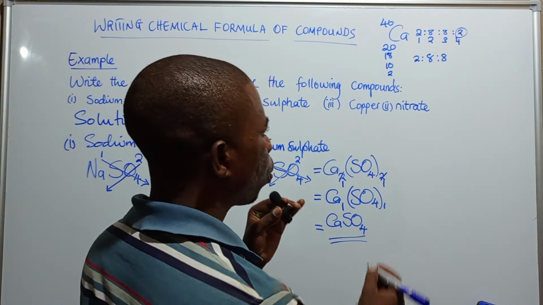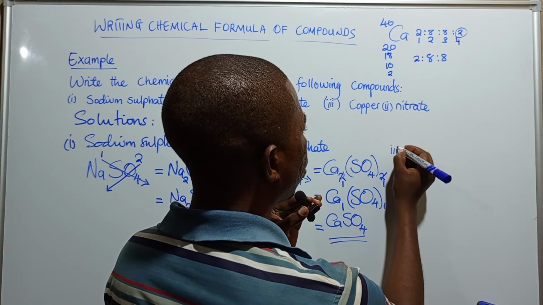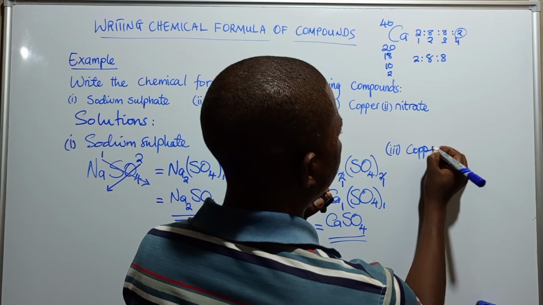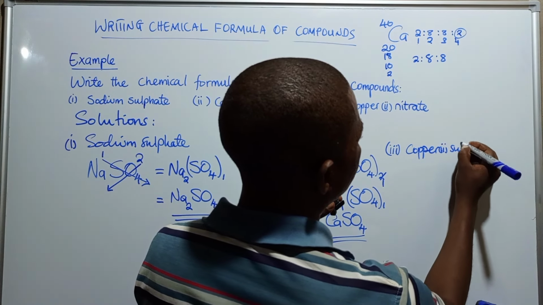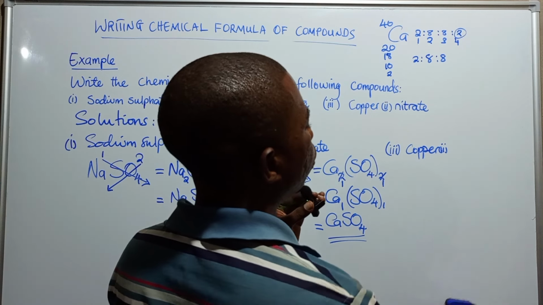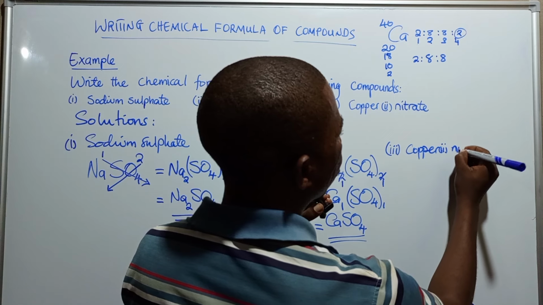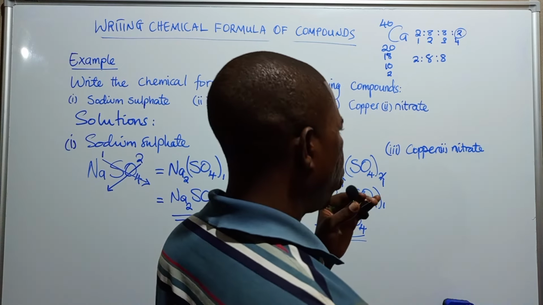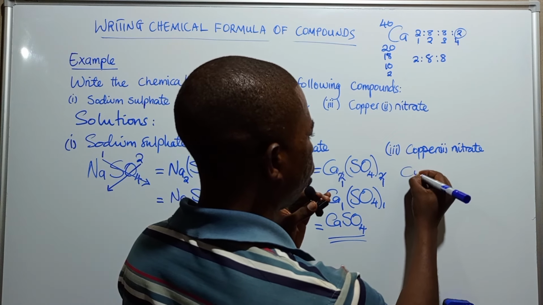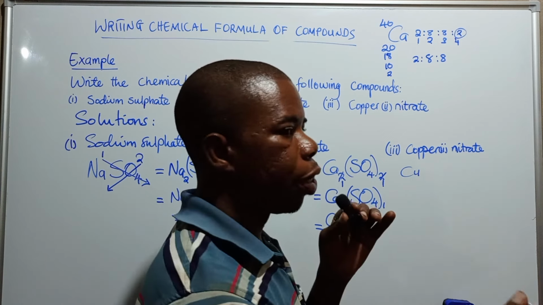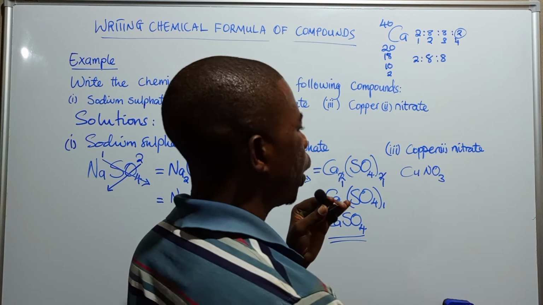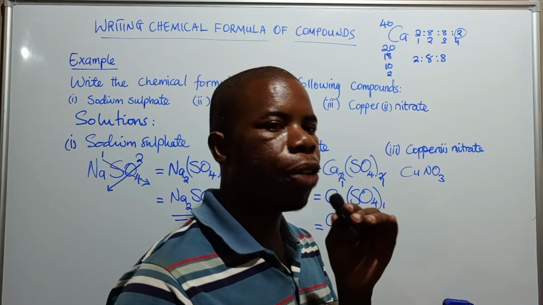Then the next thing we go to is copper. Okay. So we have copper 2 nitrate. Now, this one, we also write the chemical symbol for copper, which is capital C, small letter u. The nitrate is a radical, so it is also written as capital N, capital O, and 3 like that. Now, copper, the valence we are going to give it is 2 here.